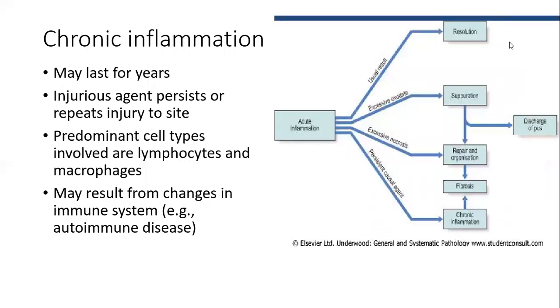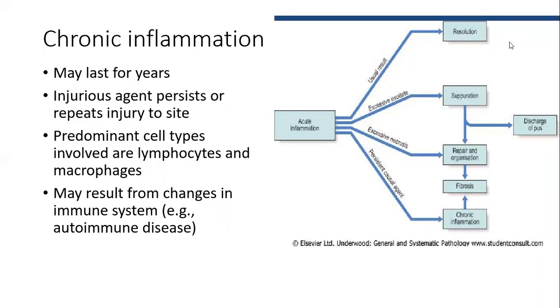The redness is contained. Chronic inflammation may last for years. So what happens is these injurious agents, products of inflammation, persist. And one of the key characteristics is that they persist. It tries to heal, and then it re-injures itself through the persistent presence of these pro-inflammatory agents. So the predominant cell types involved in the long-term inflammation are lymphocytes and macrophages. You can have chronic inflammation because of changes in the immune system, like, for example, autoimmune disease.